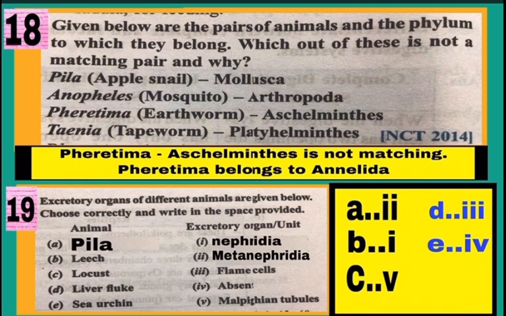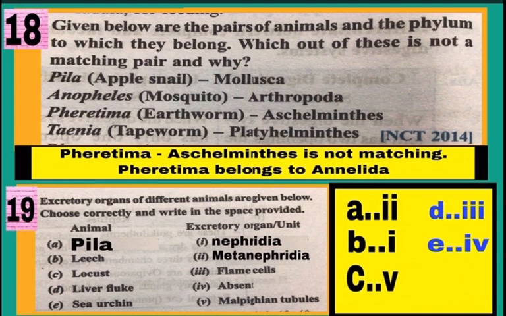Question number 18. Given below are the pairs of animals and the phylum to which they belong. Which out of these is not matching pair and why? First, Pila, apple snail. Kaun sa hai iska phylum? Mollusca. It is a correct pair. Second, Anopheles or mosquito. It belongs to phylum Arthropoda. Ye bhi correct pair hai. Third, Pheretima or earthworm. It belongs to Aschelminthes. Ye wrong pair hai. Pheretima, earthworm, Aschelminthes is not matching. Pheretima belongs to Annelida. Clear?